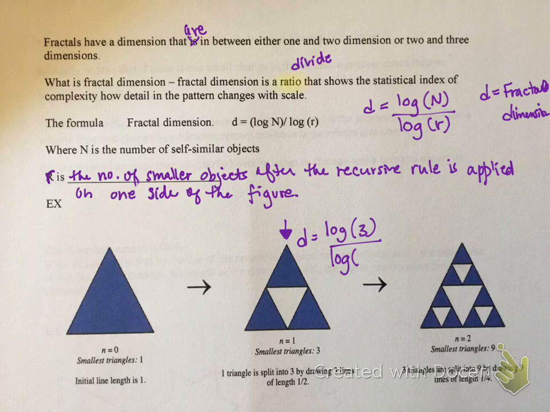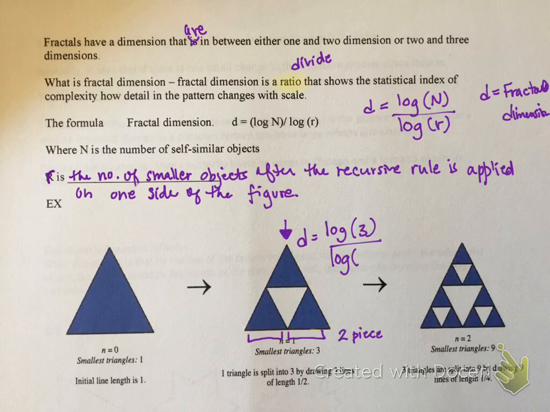I only have to look at one side. So I'm looking at this side right here. How many pieces do I have? 1, 2. So there are 2 pieces on each side. And you can check the other sides as well. They're going to have the same thing. If I look at this side, how many pieces do I have? 2. If I look at this side, how many pieces do I have? 2.